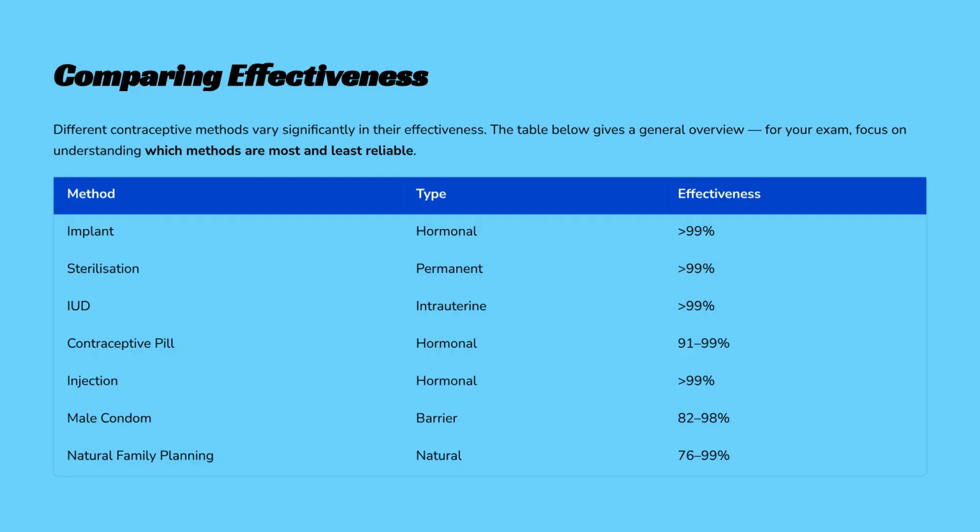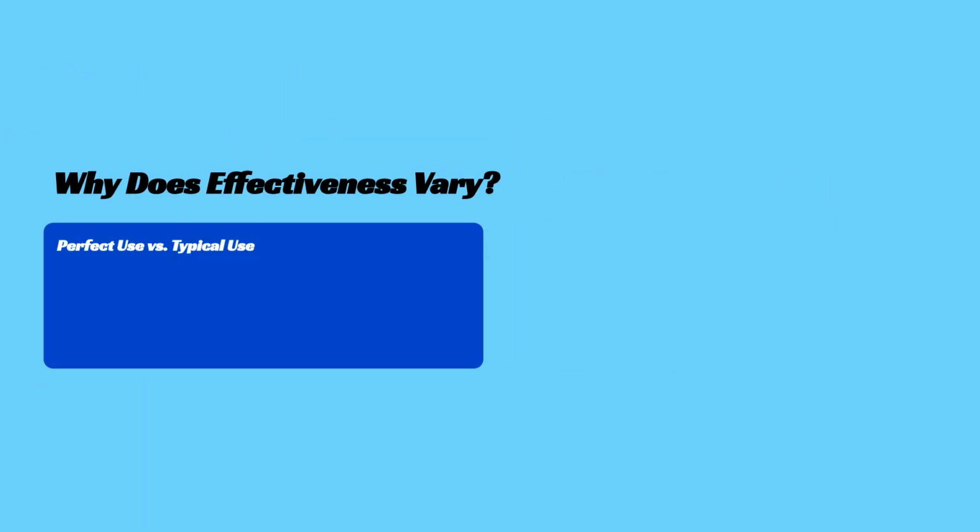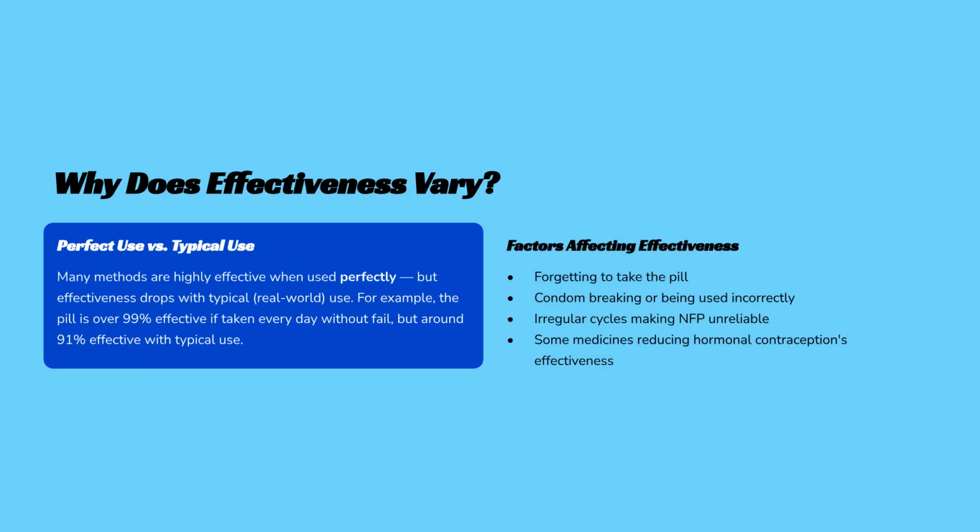When comparing effectiveness, remember that different methods vary. In your exams, focus on which methods are the most reliable. The implant, IUDs, and sterilization typically show the highest rates of success. Effectiveness often depends on perfect versus typical use. For instance, the pill is highly effective when taken perfectly every day, but effectiveness decreases with typical use. Factors like missed doses or incorrect usage impact these rates.